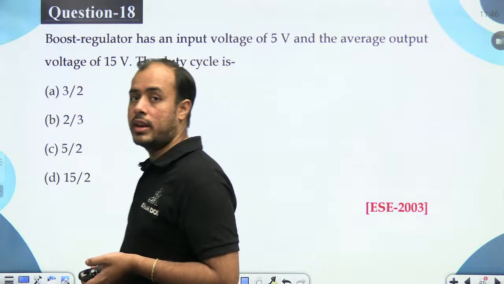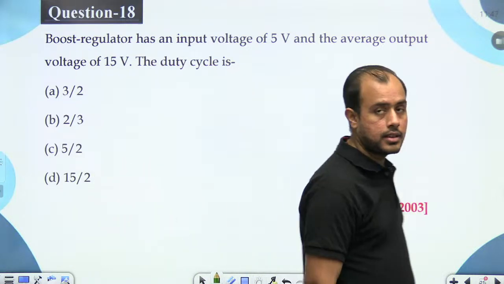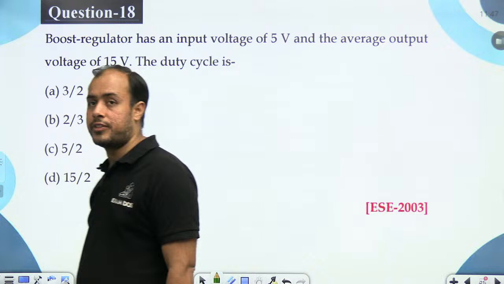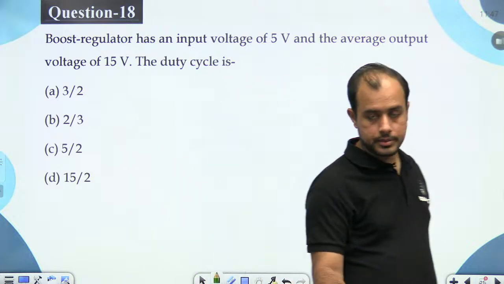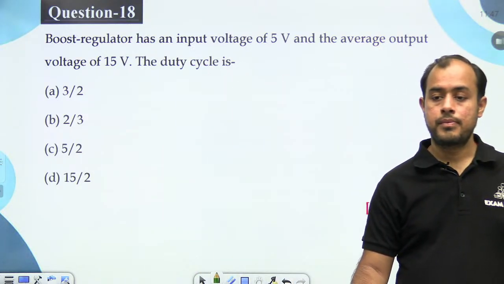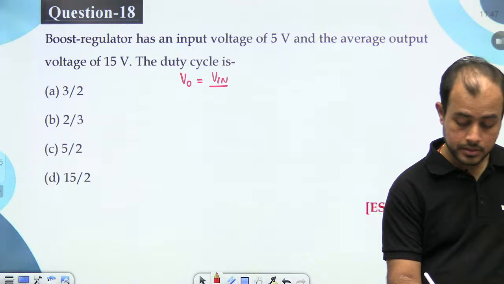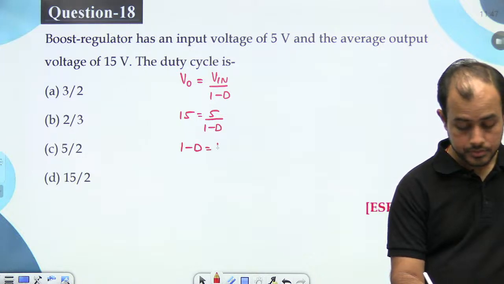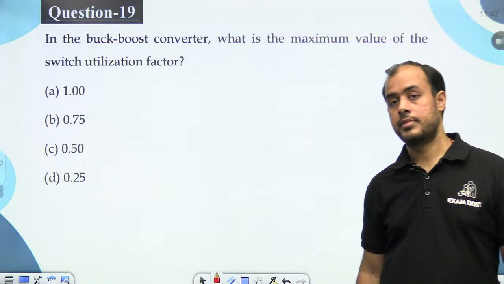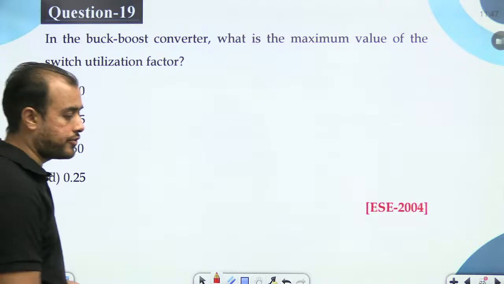Simple. Boost regulator has an input of 5 volt, average output of 15 volt. What is the duty cycle? Come on, everybody. So V naught is, B, 2 by 3.